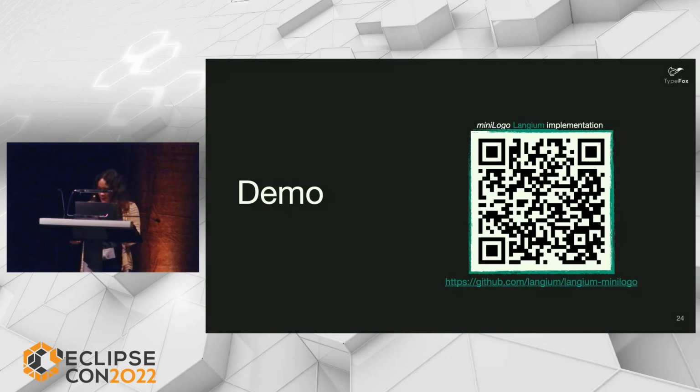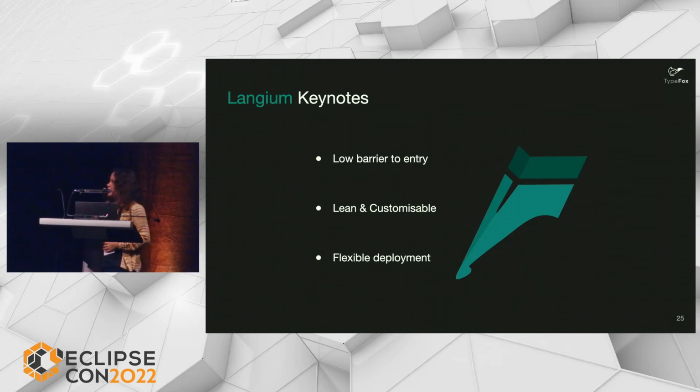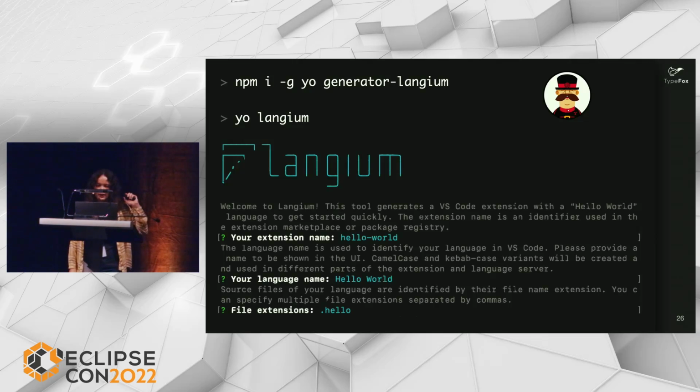And we can continue. So, as a result, keynotes: what's the most important about Langium? Langium has a low barrier to entry, it's lean and customizable, and it has flexible deployment. If you want to give it a try, you can do it very easily with the wizard. We have a generator. You need to call install Langium generator, and then start it. Answering 3 simple questions, you already have your first program.